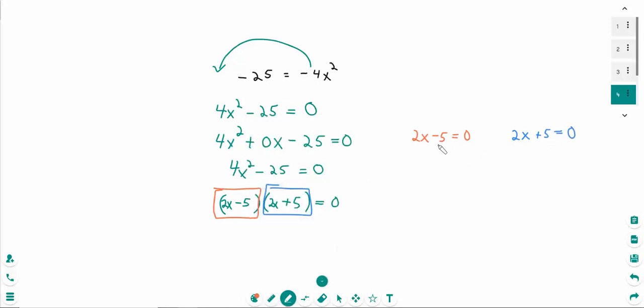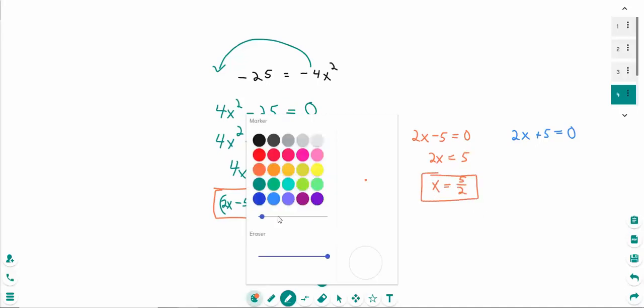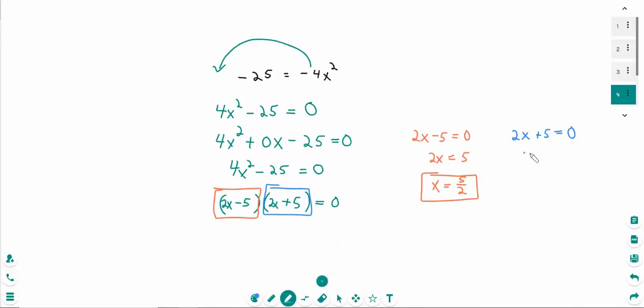All right, so we solve this one by moving the 5 over to the other side, and we get 2x is equal to 5. We divide both sides by 2, and we get x equals 5 halves. Right? And over here, we have 2x, move the 5 over to the other side, equals a negative 5. Divide both sides by 2, right? And we end up with x is equal to negative 5 halves.